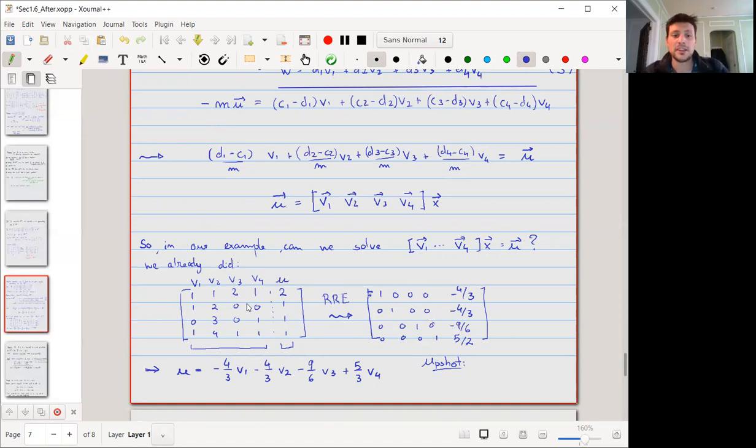But interpreting it in this new way means that we can actually write u with the coefficients that are written here. So u is equal to minus 4/3 v1, minus 4/3 v2, minus 9/6 v3, plus 5/3 v4. The upshot is that u belongs not only to the span of S, but to the span of S twiddle. And therefore, the span of S twiddle must be equal to the span of S.